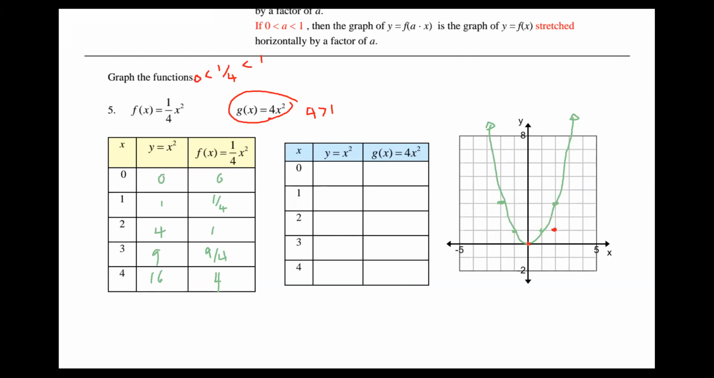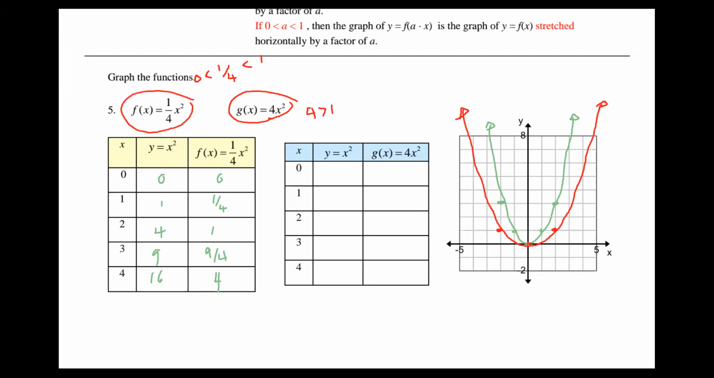And -1, if you put it in, -1 is going to be 1/4. -2 is also going to be 1. So it goes like this. So that is the first one. This one is 1/4 x squared.